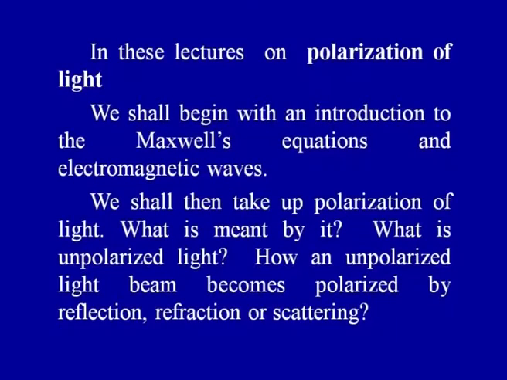This is the first lecture of a 5-lecture series on polarization of light. In these lectures, we shall begin with an introduction to Maxwell's equations and electromagnetic waves. We shall then take up the problem of polarization of light, what is meant by it, what is unpolarized light, and how an unpolarized light beam becomes polarized by reflection, refraction or scattering. Then we shall look at Brewster's law and try to understand the working of a polaroid.